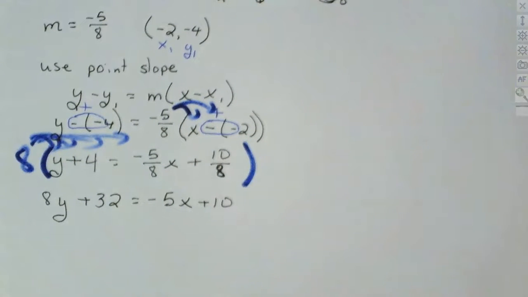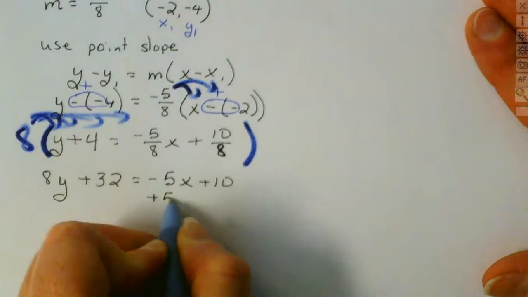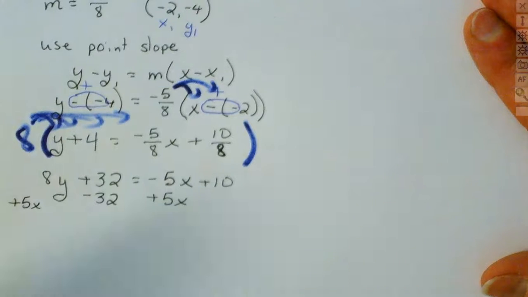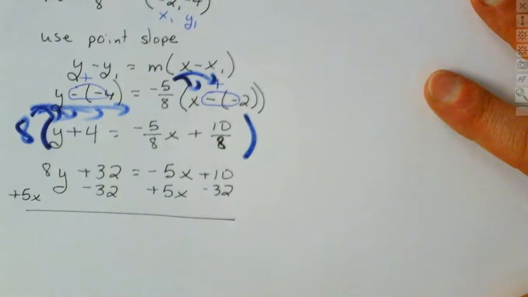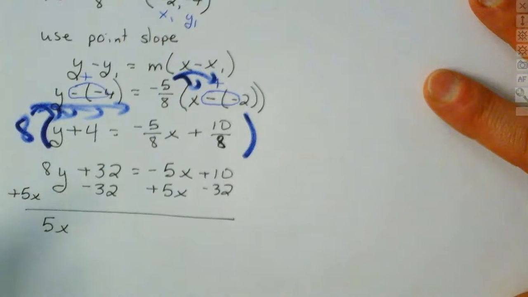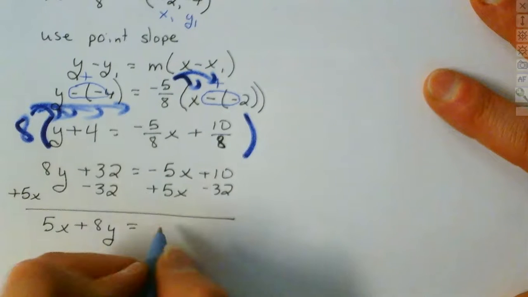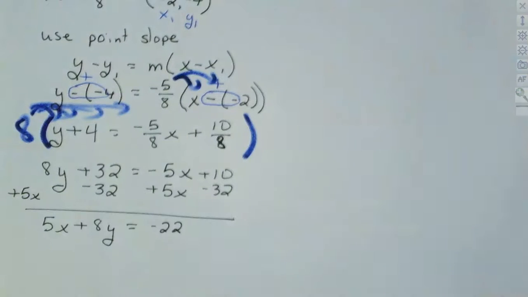Is everyone all right with that so far? Now, what do we need to do? We need to get the x's on the left with the y, and the numbers need to go to the right. So 5x can move over with a positive. And the 32, take it away, and move that to the right. What are we now left with? In standard form, the x always goes first. So the 5x is first. Then we've got an 8y, and that is then going to equal 10 minus 32. So 10 minus 32, that makes it a minus 22.